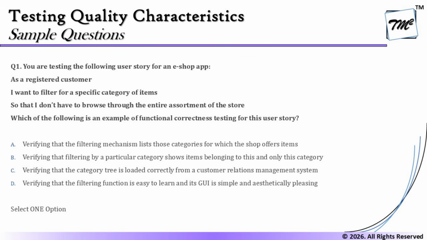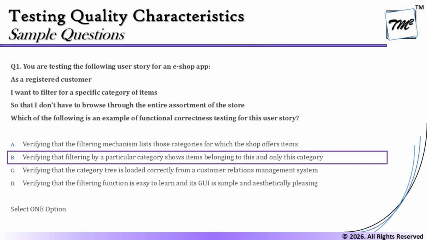So when you have this kind of justification in your mind, there are much lower chances of going wrong. So that's where you can conclude with the right answer to this particular question as B. That is verifying that filtering by a particular category shows items belonging to this and only this category is certainly an example of functional correctness testing for this particular story.